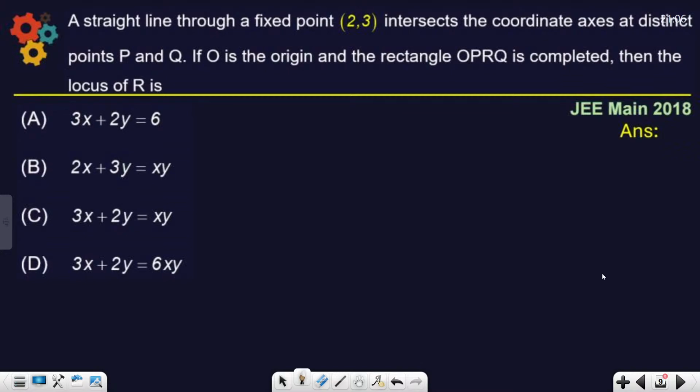So this question. A straight line through a fixed point (2, 3) intersects the coordinate axes at distinct points P and Q. Let me just draw the coordinate axes first. A straight line through a fixed point (2, 3) intersects the coordinate axes at distinct points P and Q.